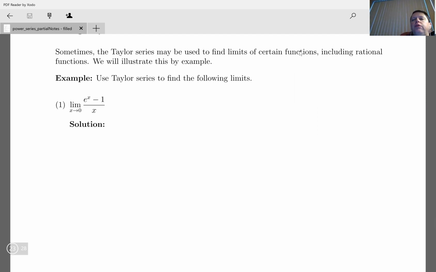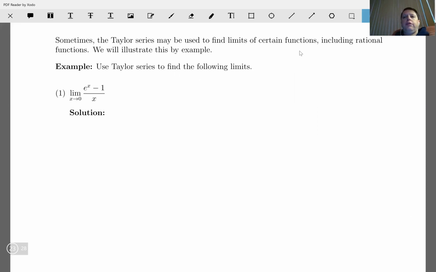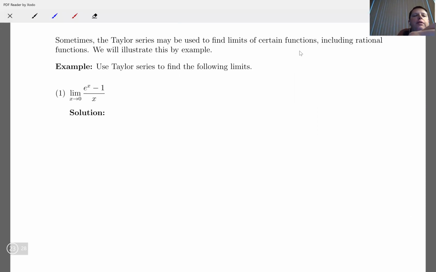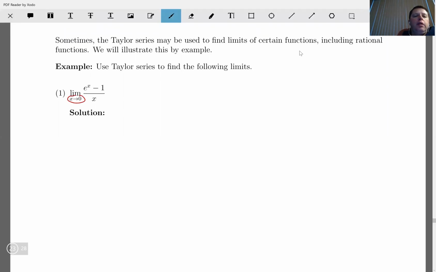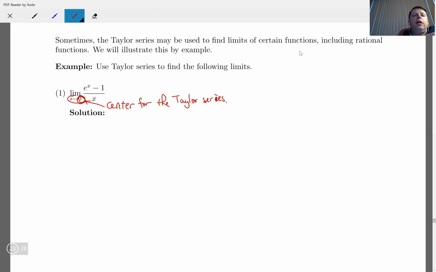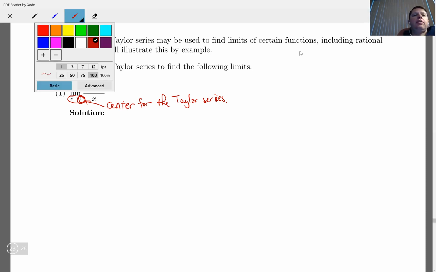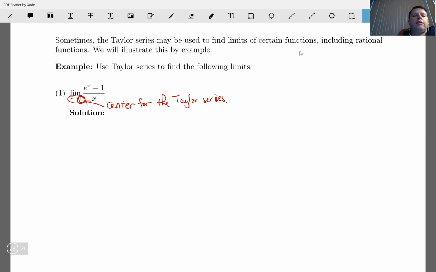So one important thing to note when you're using the Taylor series to find a limit is this important thing, that where x is going gives you the center for the Taylor series. Now, we're not finding Taylor series of everything here. We only need to find the Taylor series of e to the x.